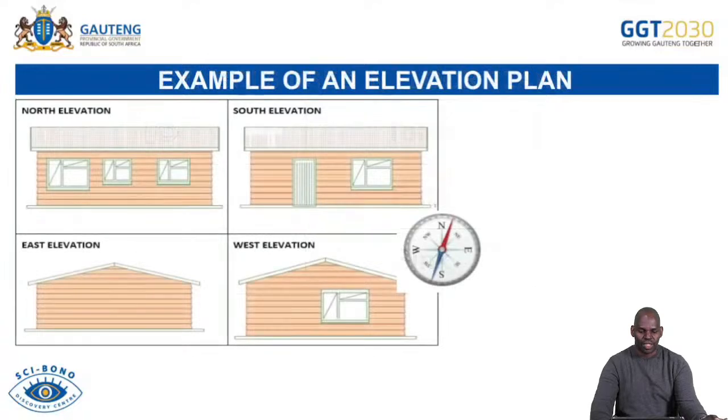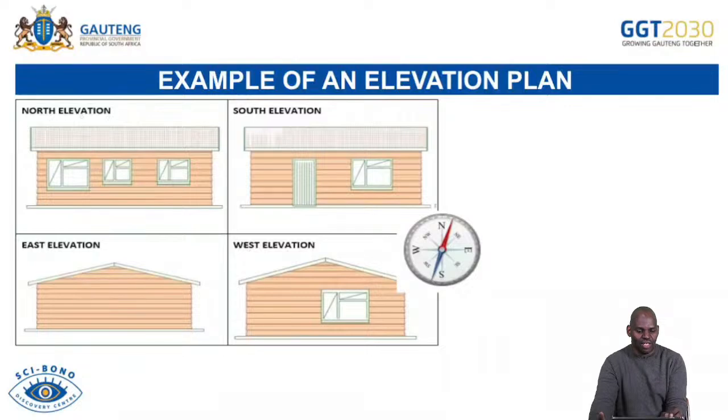Okay, then of course we spoke about the elevation. Remember, these are the side views. How do you see the house from the side, or how do you see any object from the side? It does not necessarily mean a house only. So in this case, if you look at the plan of a house, you will see that this one, they say it's a north elevation. Okay, this one is a south elevation. This one is an easterly elevation, and this one is a west elevation.